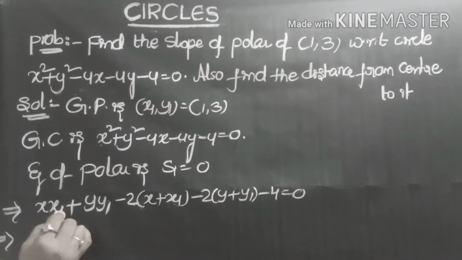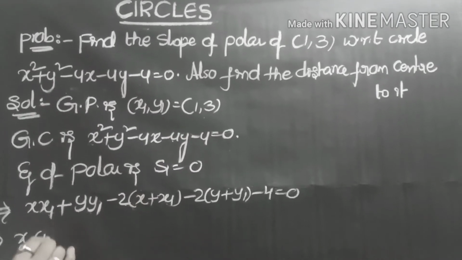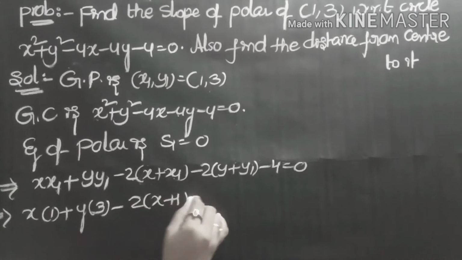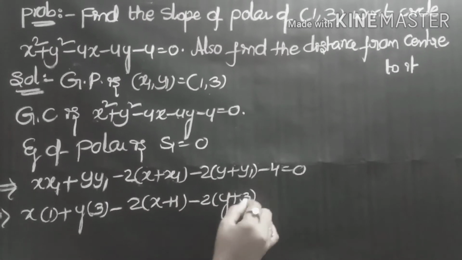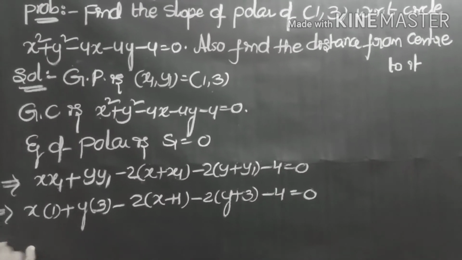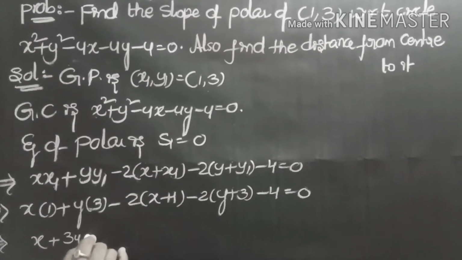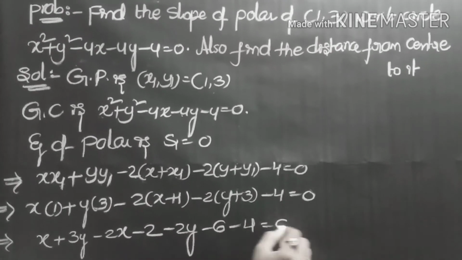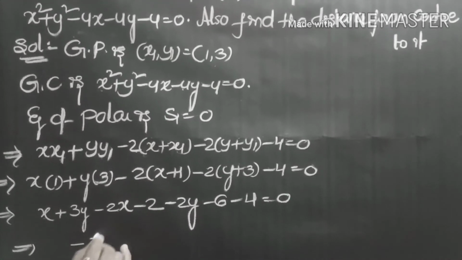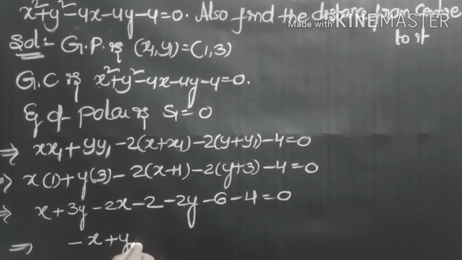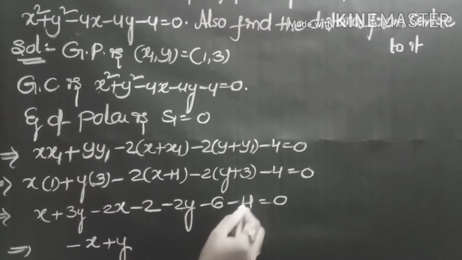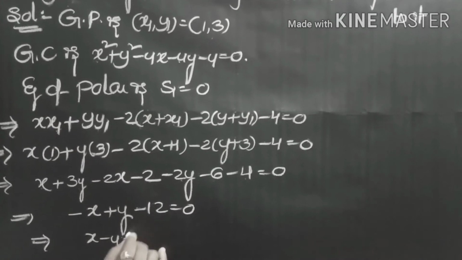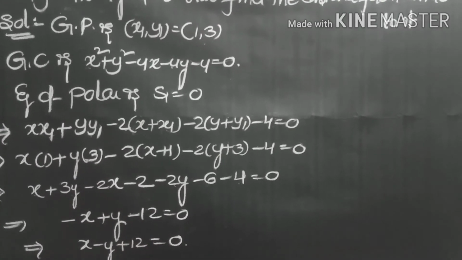Now substituting (x1, y1) equals (1, 3). x into 1 plus y into 3 minus 2 into (x plus 1) minus 2 into (y plus 3) minus 4 equals 0. That is x plus 3y minus 2x minus 2 minus 2y minus 6 minus 4 equals 0. That is x minus 2x is minus x, 3y minus 2y is y, and minus 2 minus 6 minus 4 is minus 12, equals 0. That is minus x plus y minus 12 equals 0, that is x minus y plus 12 equals 0. Now this is the equation of the polar.